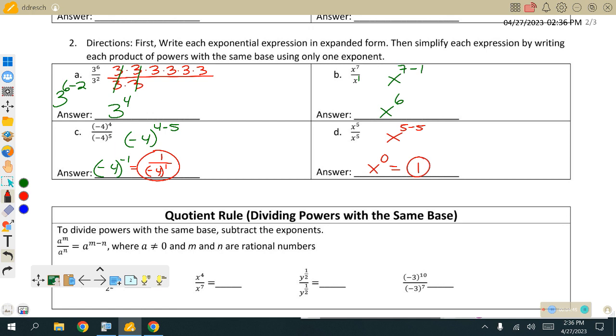Now let's go back to your calculators. Let's go back up to letter A. I know it sounds simple, but go type in your calculator 3 to the 6th divided by 3 to the 2nd, and get me that 3 to the 4th power, please.